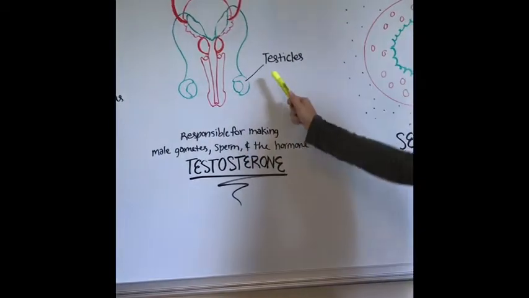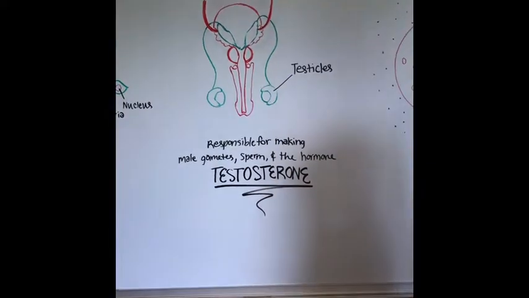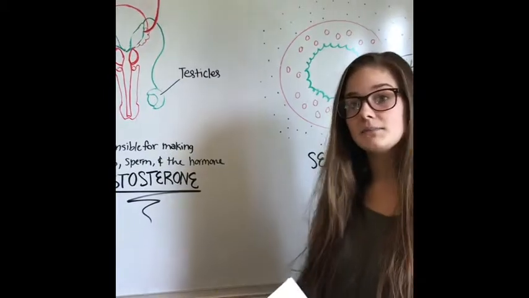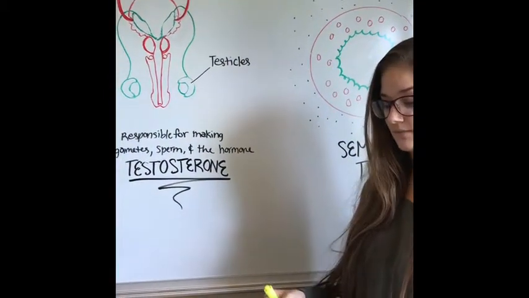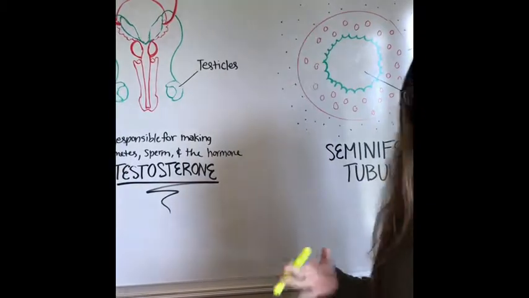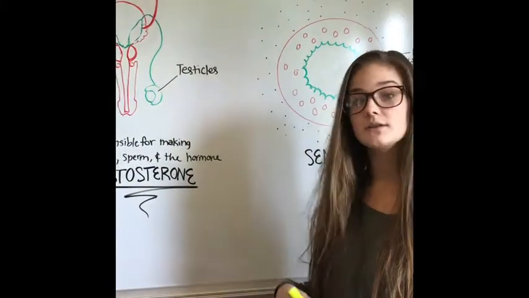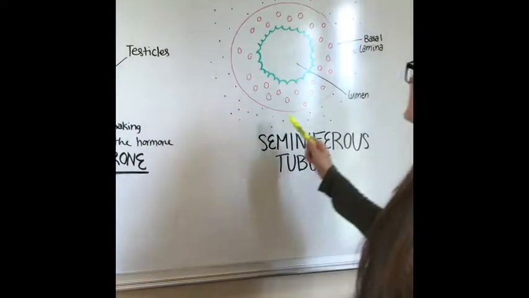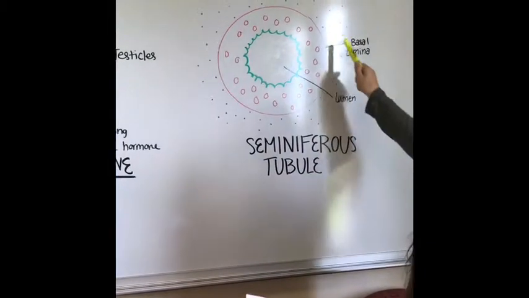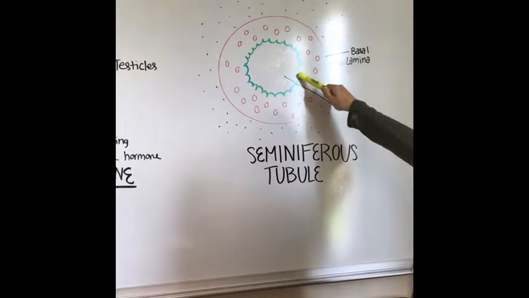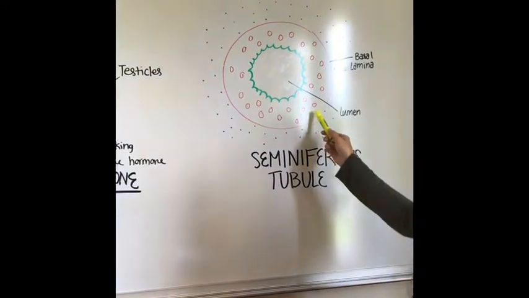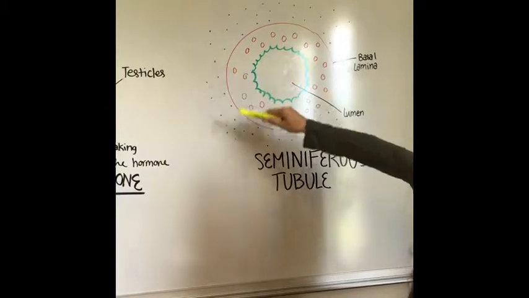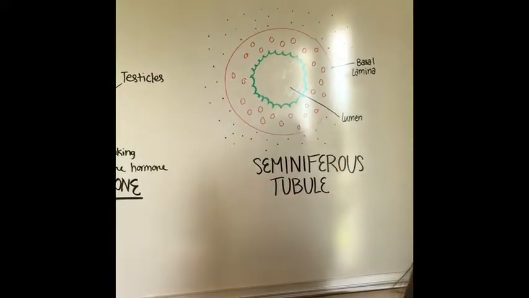We then move on to the testicle. A testicle is responsible for making male gametes, sperm, and the hormone testosterone. The testicles are located outside of the body due to their sensitivity to temperature. Within a testicle, there are roughly about 250 lobules that are loaded with tightly coiled seminiferous tubules, which are also known as sperm factories. They are made of a stratified epithelium surrounding a central fluid-filled lumen, and they contain Sertoli cells that nourish the developing sperm cells and Leydig cells that surround the tubule and secrete testosterone.